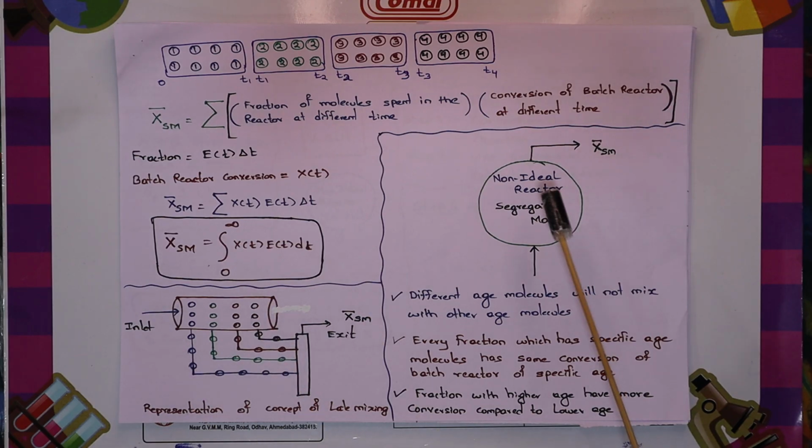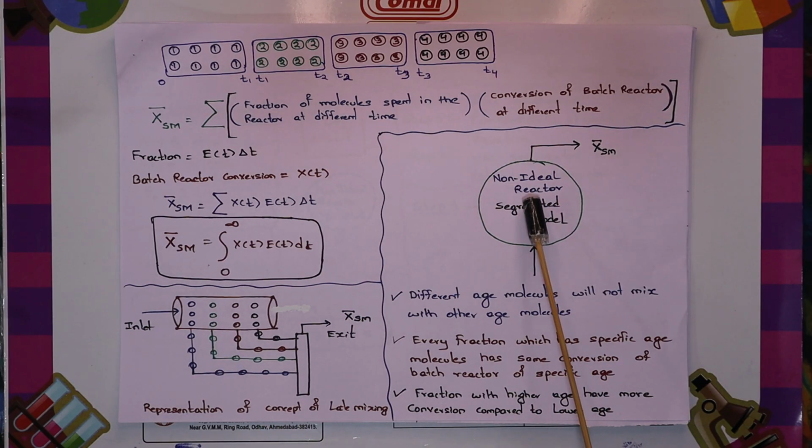So whatever is happening in this particular reactor, they have pictured in this kind of fashion. Don't get confused, this is not a reactor. Whatever is happening in this non-ideal reactor is represented in this way. That means certain molecules are entering the reactor. The conversion from this reactor is the conversion from all the 4 different age molecules.